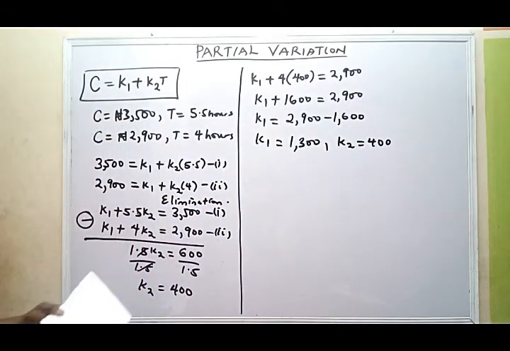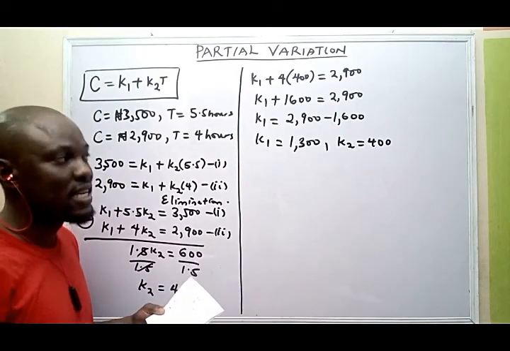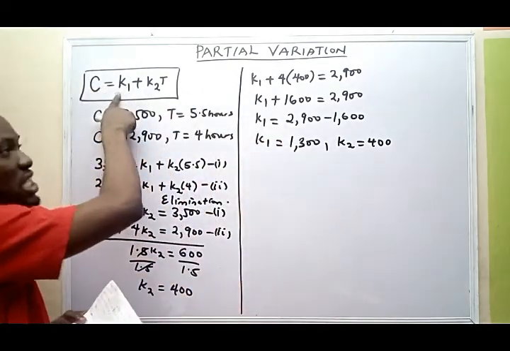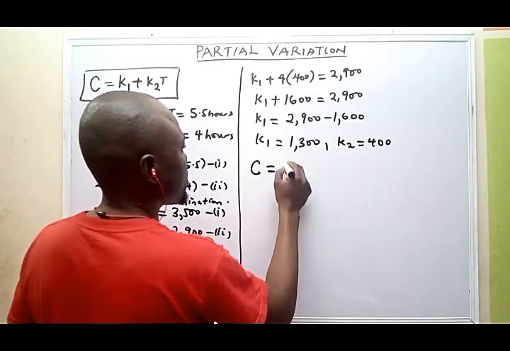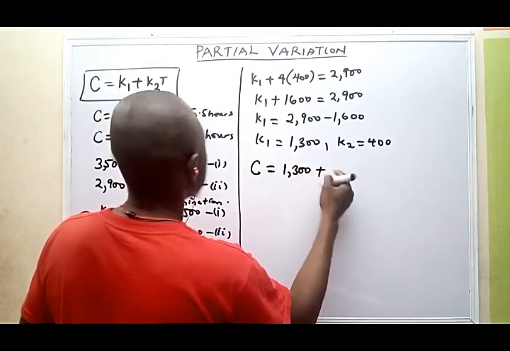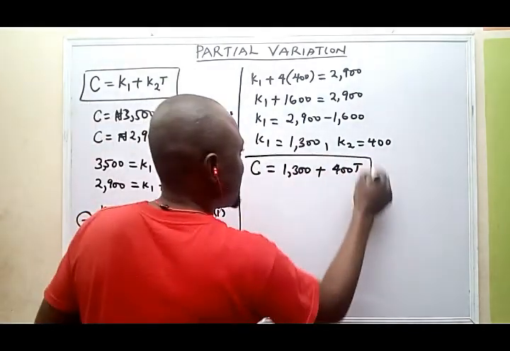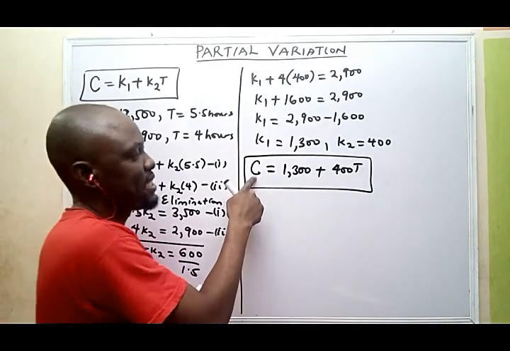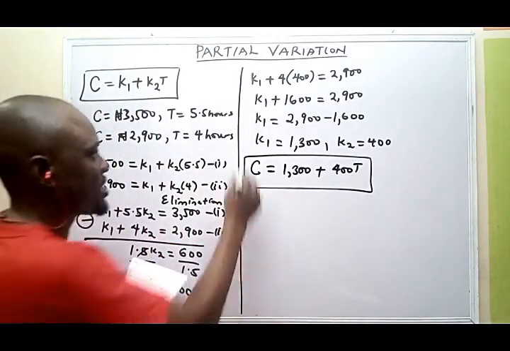So now the question says that I need to find a formula connecting the cost and the time. So I'm going to plug in k sub 1 and k sub 2 into this expression. So my value will be C equals k sub 1, which is 1,300, plus k sub 2, which is 400T. So this is the formula connecting C and T. So what it means is that C is expressed in terms of T.